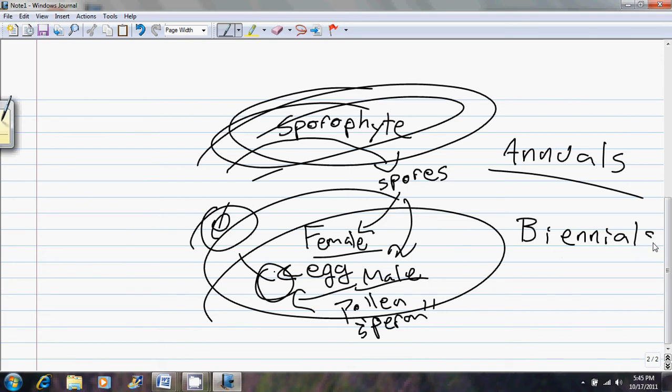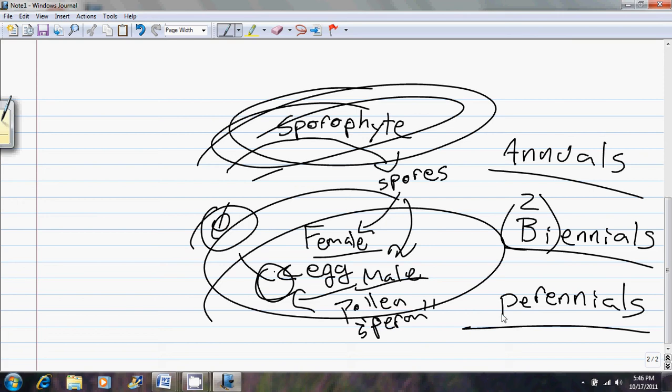Now biennials means the first year they'll spend the whole time as a sporophyte, and the second year they'll spend as a gametophyte, and then they'll start all over again. So, bi means what? Two. That should just kind of give it away. And then annuals, annually. You have your birthday annually. That's once a year. And then the last one we're going to get, we're going to call perennials. Perennials simply means that they are more than two. They wanted to make it easy and not give you triennials and quadrennials and stuff like that. But perennials just means more than two.